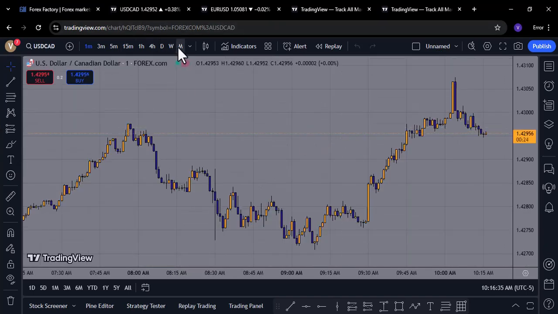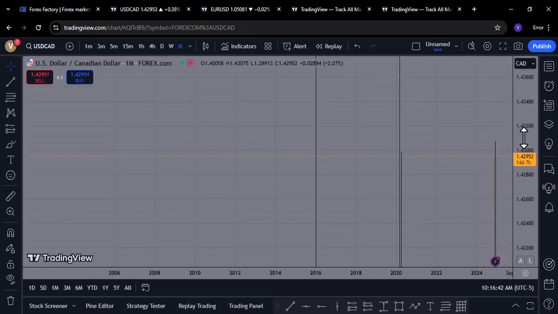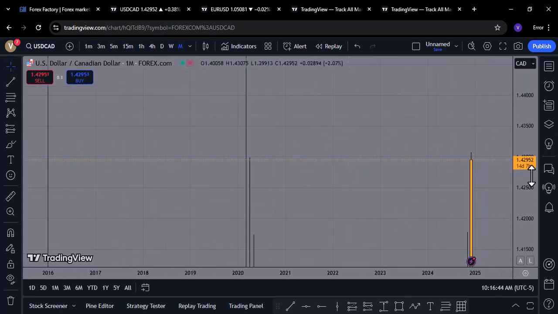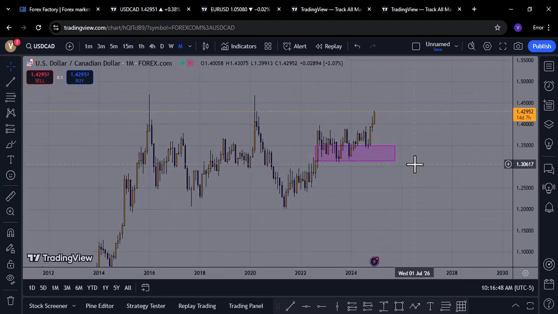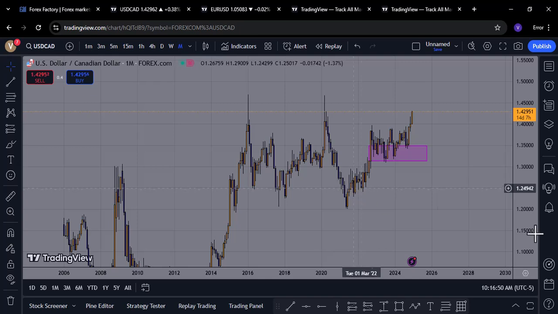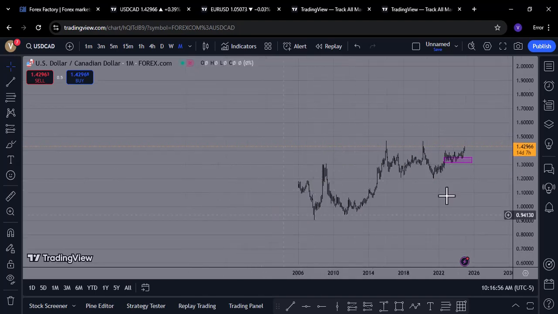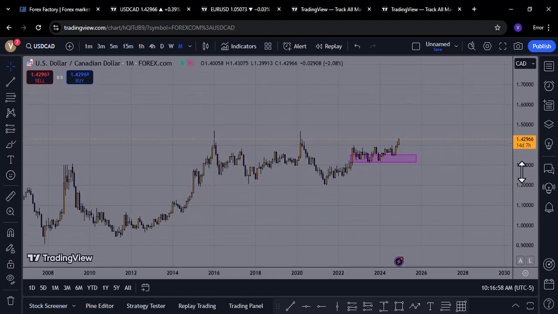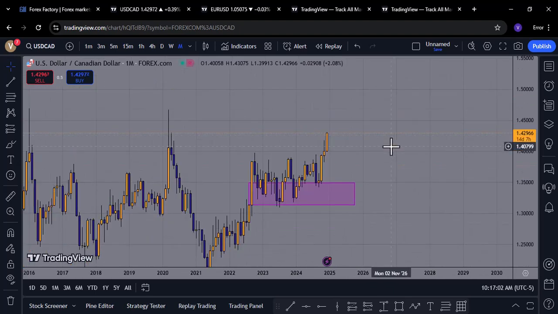I can start from the monthly chart, but I have a problem with starting from the monthly chart because I actually use a free version of TradingView. So my free version does not give me enough data on the monthly chart. And that's not a problem. So I'll just hop into, let me remove every drawing, the weekly chart.